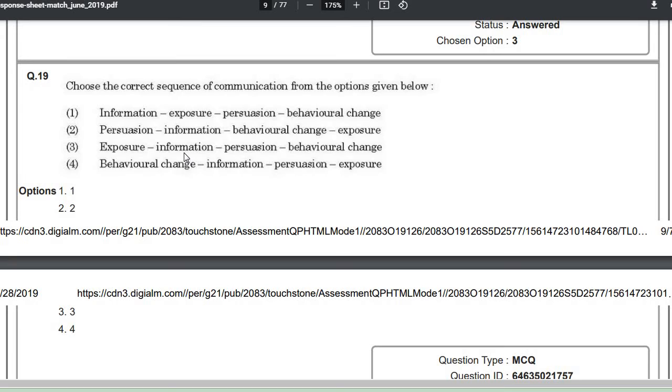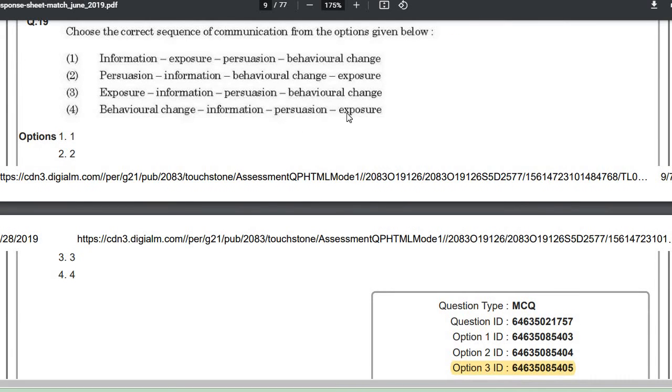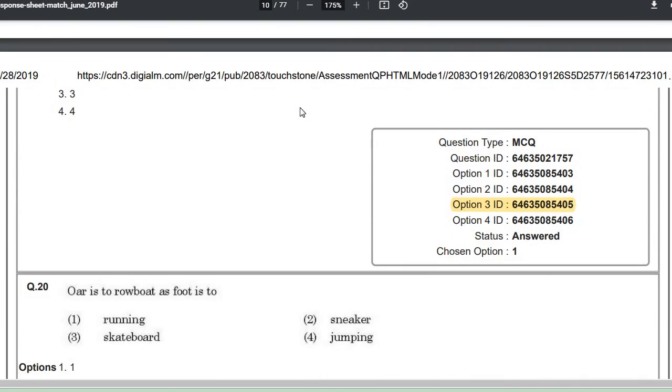Next, question number 19: choose the correct sequence of the communication from the options given below. The options are information, exposure, persuasion, behavioral change; persuasion, information, behavioral change, exposure; exposure, information, persuasion, behavioral change; or behavioral change, information, persuasion, exposure. Which one is the correct answer? First is exposure, then comes information, information leads to persuasion, and persuasion gives the behavioral change. This is the correct sequence for question number 19.